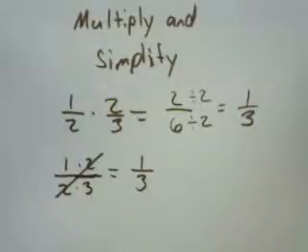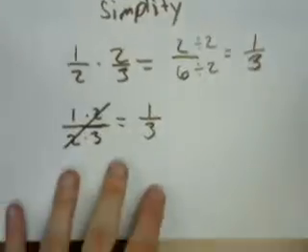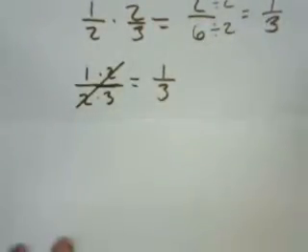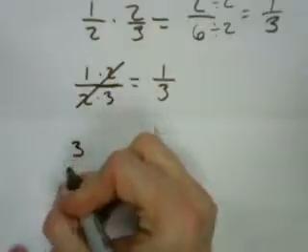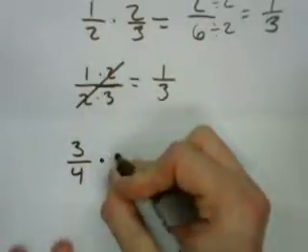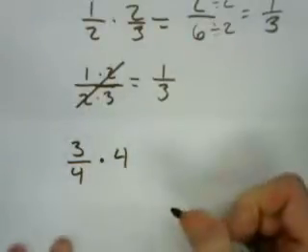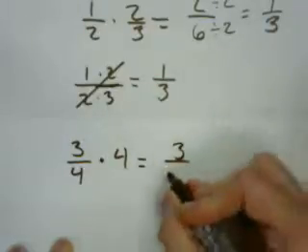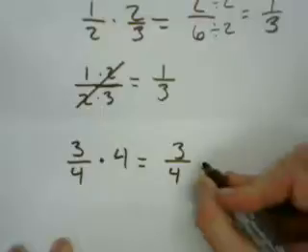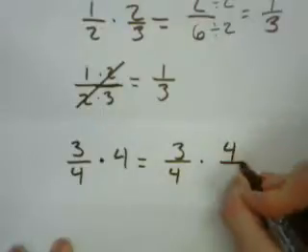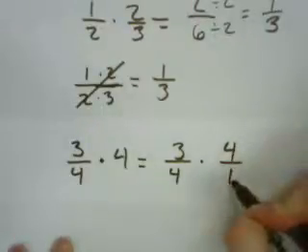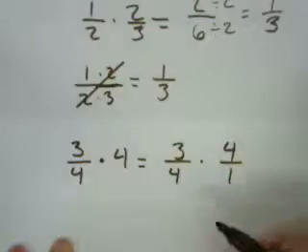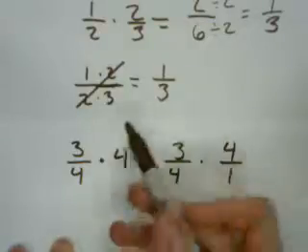Let's do another problem, one involving a whole number. So 3/4 times 4. One thing to note here is that we can always write whole numbers over 1. 4 is the same thing as 4/1. 4 wholes. Okay?